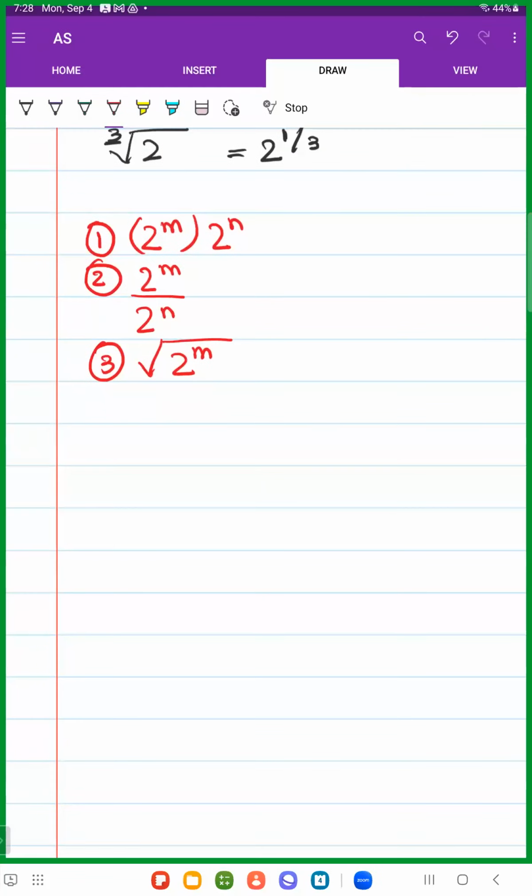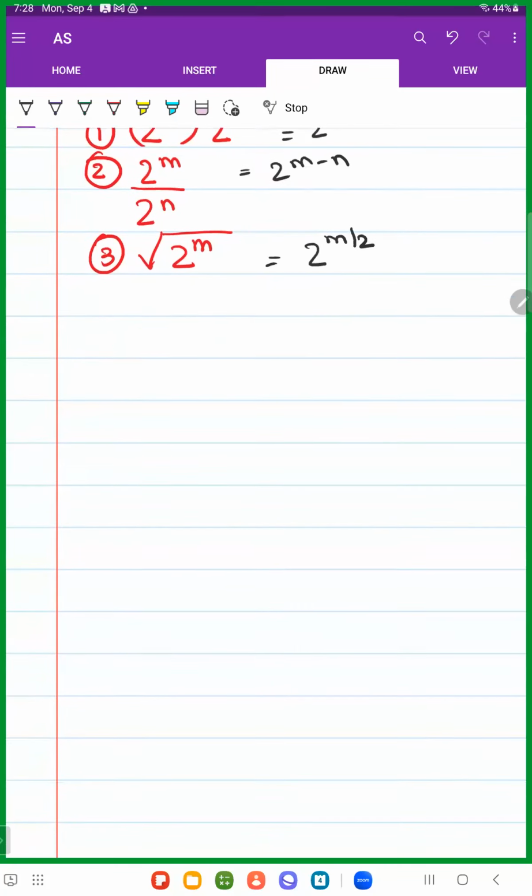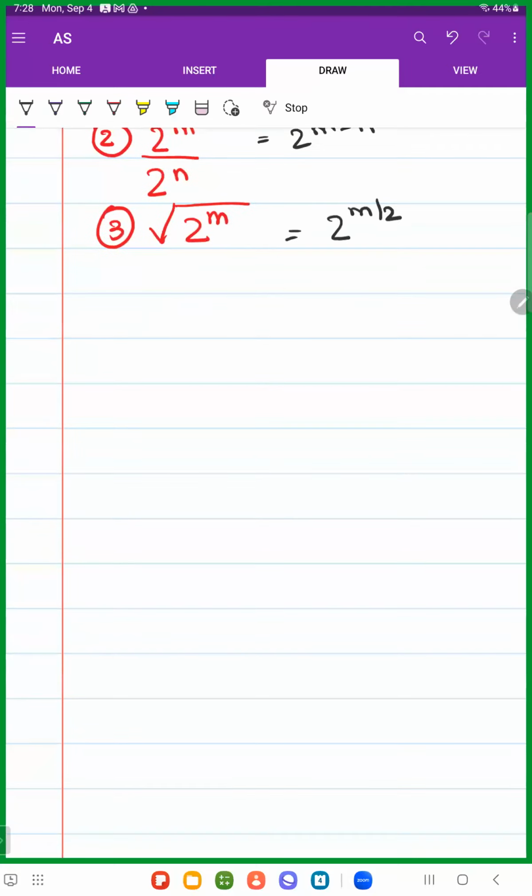Are you guys done? Yes, miss. All right. So this would be 2m plus n. This would be 2m minus n. What would this be? 2m/2. Yes. Aisha, did you do the same? Yes, 2m by 2. Yeah, because the power of the root is 2, so that comes in the denominator, and the power of 2 is m. All right, perfect. Good job.